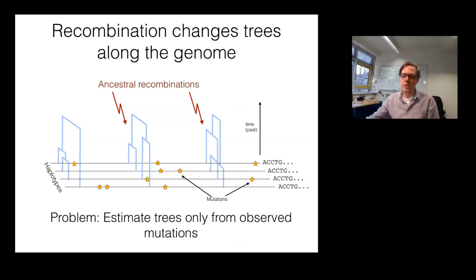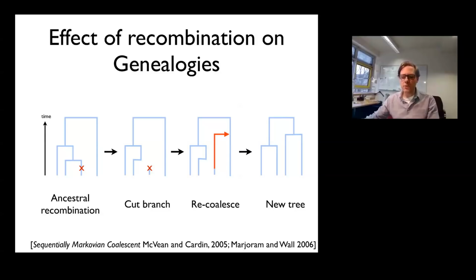So some progress was made using methods such as the SMC, which is the sequentially Markovian coalescent model that was published in 2005, 2006, and then people built inference methods on that. I was rather late to the game. This is one of these processes, and there's some citations down there that I don't want to go too much into detail, but that explains how you can derive a generative model that explains how one tree changes to the next tree.